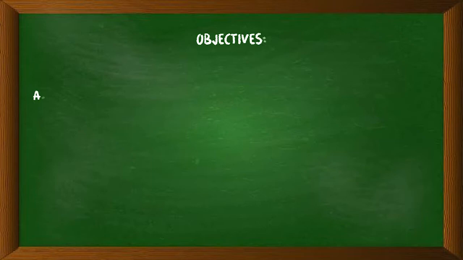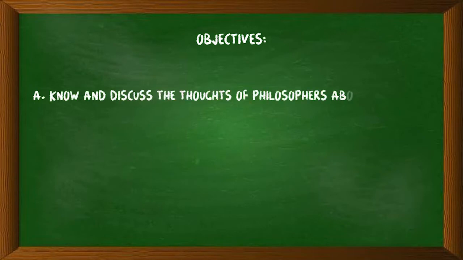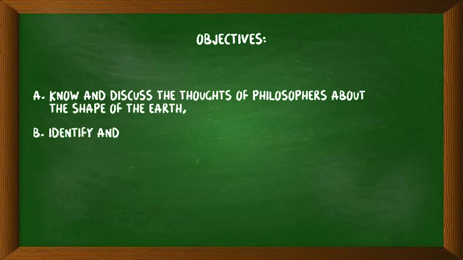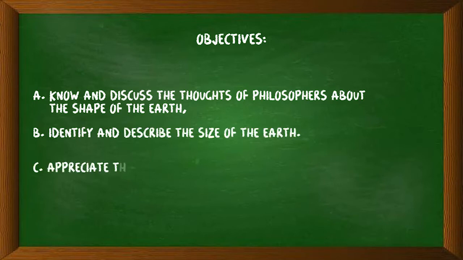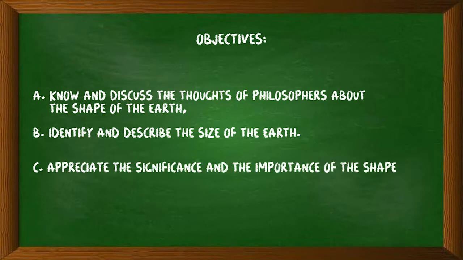At the end of this discussion, the grade 12 students will: A. Know and discuss the thoughts of philosophers about the shape of the earth. B. Identify and describe the size of the earth. And C. Appreciate the significance and the importance of the shape of the earth. I believe that all of you are very much ready and prepared to listen right now.